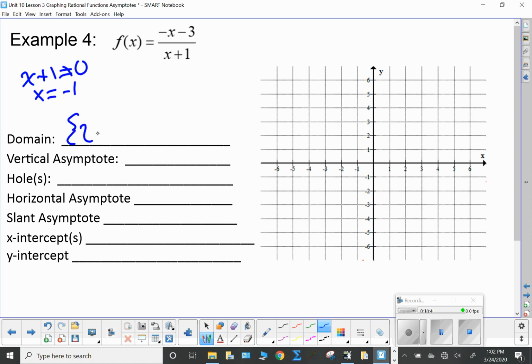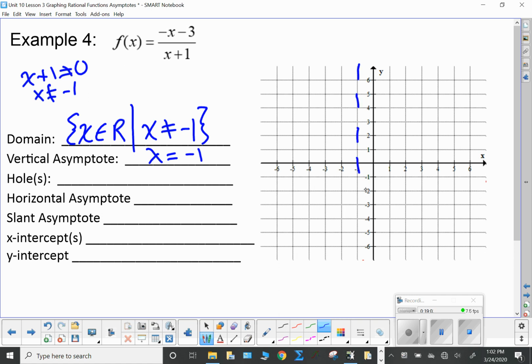Domain: x is an element of real numbers such that x does not equal -1. The curly braces say that it's set notation. My vertical asymptote is at x equals -1. So here's -1, and there's my vertical asymptote. My holes: nothing cancels, so there are none.